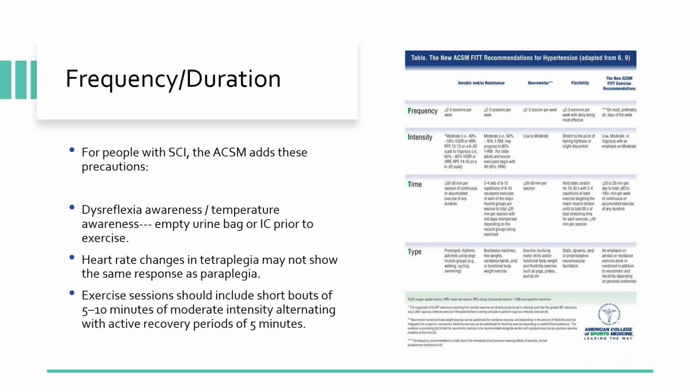And then also exercise sessions should include short bouts of 5 to 10 minutes of moderate intensity, alternating with active recovery periods of 5 minutes. And just remain cognizant of upper extremity overuse, secondary to all the functional activities such as wheelchair propulsion.